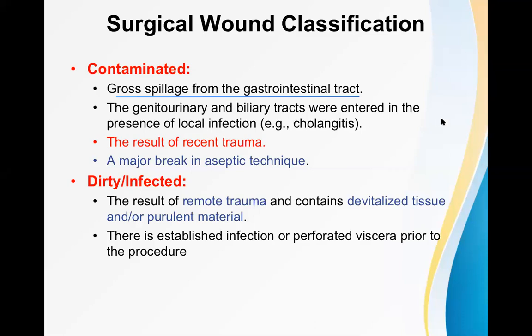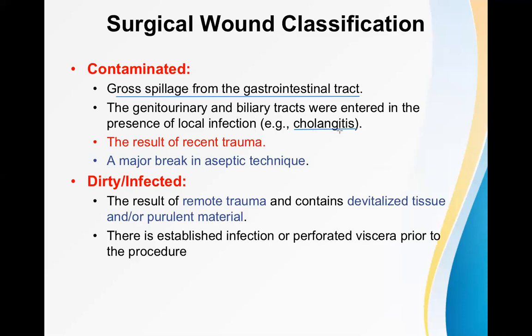The genitourinary and biliary tracts were injured in the presence of local infection. The infection of the biliary tract is known as cholangitis. Cholangitis. See here. So in the presence of cholangitis, if the surgeon has operated, now let me give you a clinical scenario here. Cholangitis very commonly occurs in biliary stone, especially if that stone has slipped into the common bile duct. Now it will get infection. This is known as cholangitis.